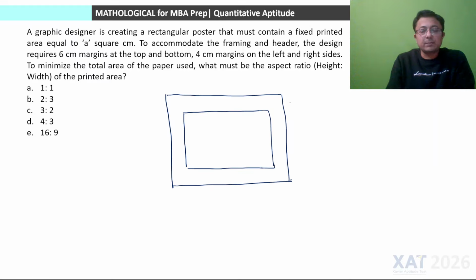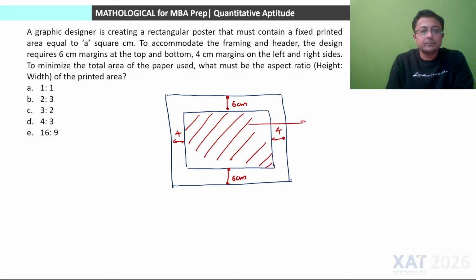So if this is our total paper, in that total paper we need to leave margins for framing and header. Design requires 6 cm margins at the top and the bottom. So this must be equal to 6 cm. This must also be equal to 6 cm. Similarly, 4 cm margins on the left and right. This must be equal to 4, and this must also be equal to 4. Okay, and then this inside, this is basically our printed area. And the question is asking about what must be the aspect ratio of the printed area, not what must be the aspect ratio of the total paper.